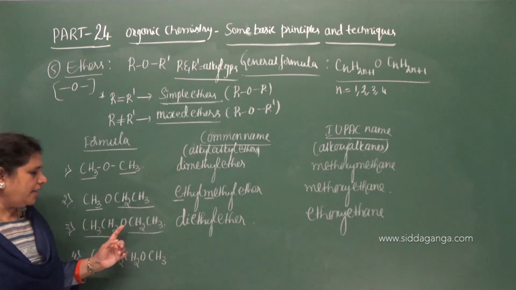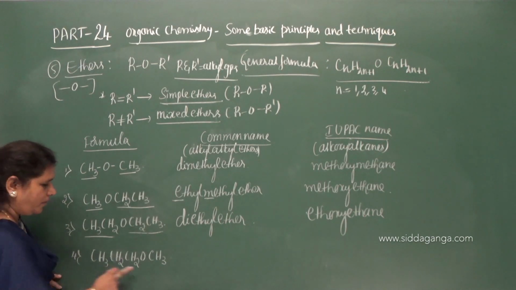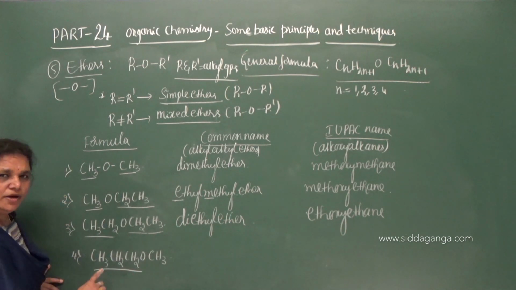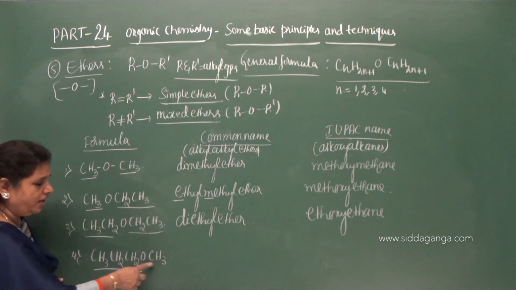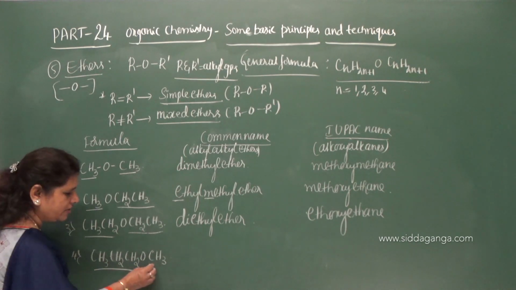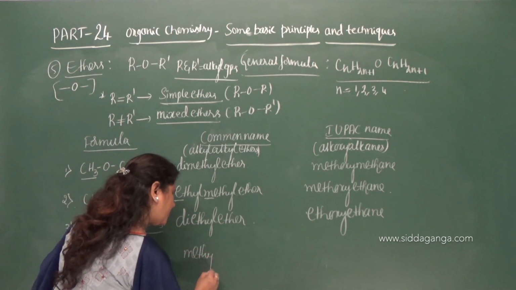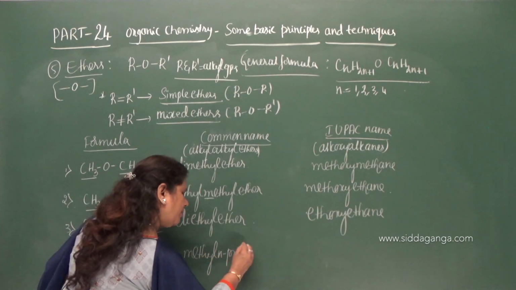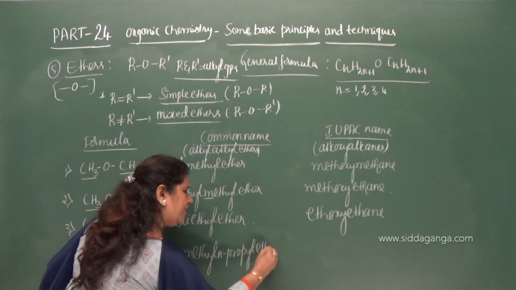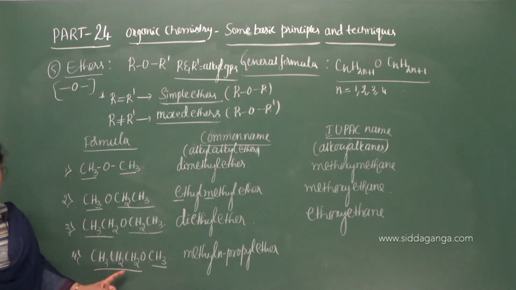So diethyl ether is the common name. Ethoxyethane is the IUPAC name. And what about this? Look at this alkyl group, n-propyl, and this is methyl, correct? Arrange them in alphabetical order. Methyl, n-propyl, ether. So this is methyl and this is n-propyl. Why is it n-propyl? Because the carbon chain is straight. In a propyl group, the carbon chain is straight. Therefore, it is n-propyl. So methyl, n-propyl, ether.